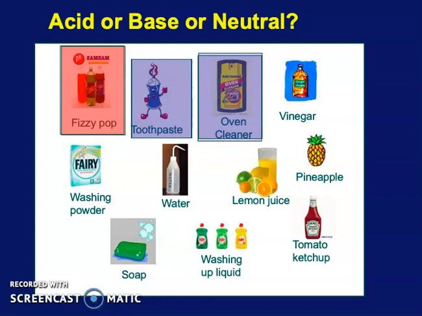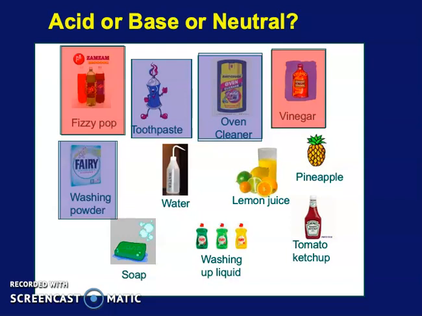Vinegar. What do we think, acid or base? If you've ever drunk vinegar, you know it's sour, which makes it an acid. Washing powder. Well done, it is a base. Water. Water is this thing called neutral. Neutral just means it's not an acid and it's not a base.